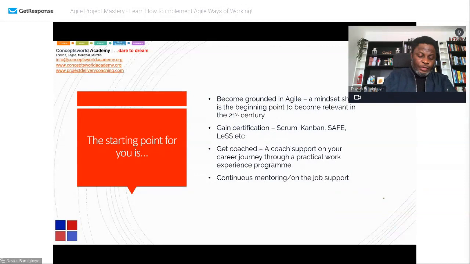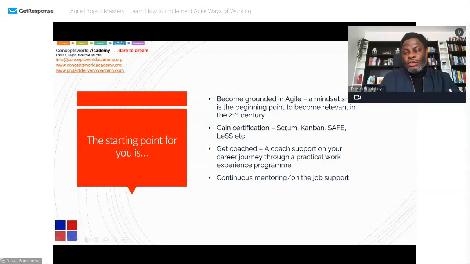So what is the starting point for you? What do you need to do to become an agile way of working expert? First, you need to be grounded in agile. Remember, agile is a mindset shift. So become grounded in agile. Number two, gain certification.